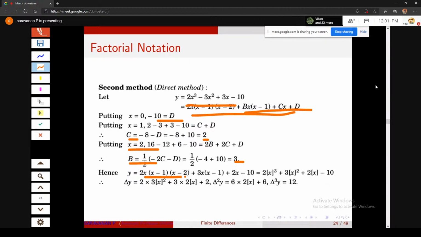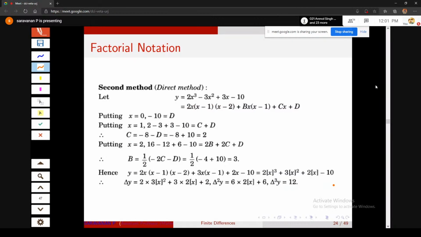In place of x(x minus 1)(x minus 2), write factorial x cube. x(x minus 1) we can write as factorial x square. x is nothing but factorial x minus 10. Then you differentiate, that is find delta y, delta square y, delta cube y. Here also you will get the same answer. This is the second method. So whichever method you feel easy, you can use it.